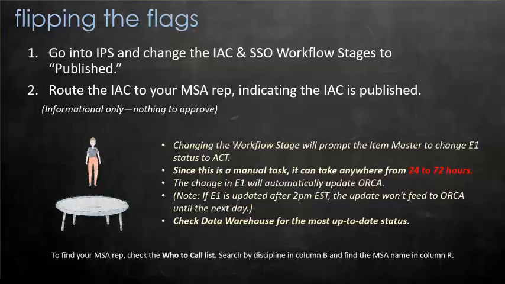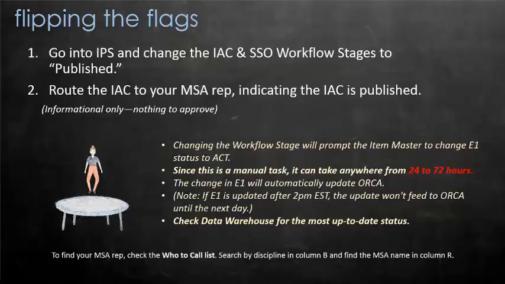Changing the workflow stage will prompt the item master to change E1 status to ACT. Since this is a manual task, it can take anywhere between 24 to 72 hours. So don't get too nervous if it's not available right away. It takes a little bit. The change in E1 will automatically update Orca. Note, if E1 is updated after 2 p.m. Eastern Standard Time, the update won't feed to Orca until the next day. Check Data Warehouse for the most up-to-date status.